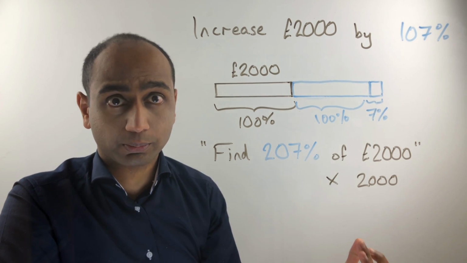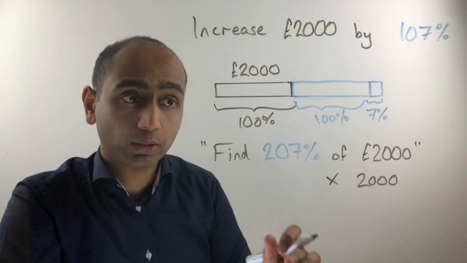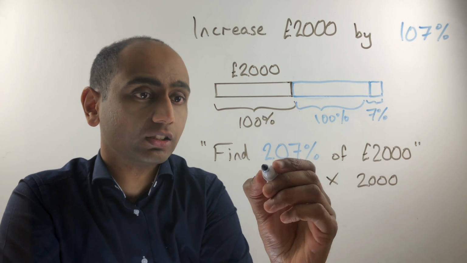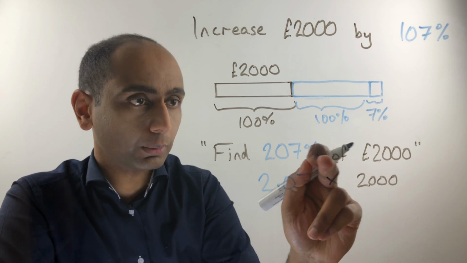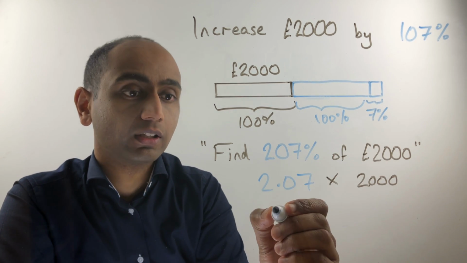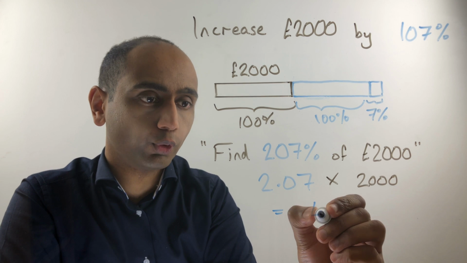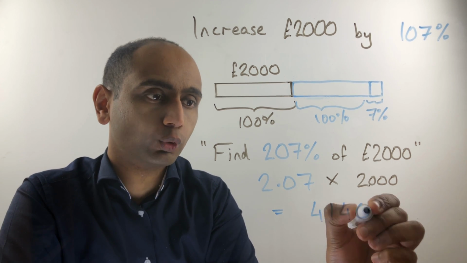of £2,000. What we do now is use the decimal multiplier for this. 207% is 2.07, and we multiply that by the 2,000, and that gives us an answer of £4,140.